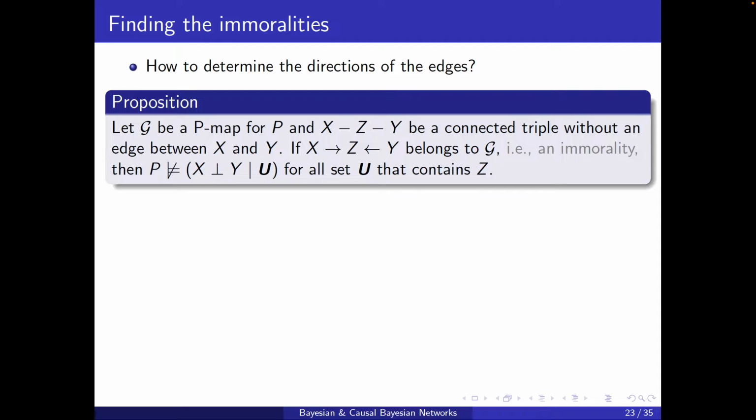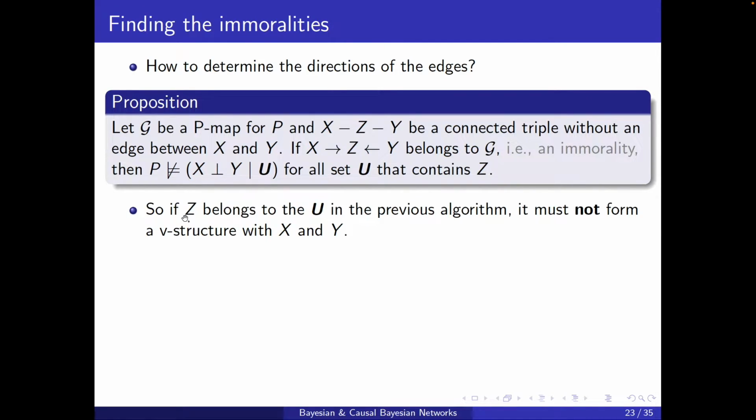We knew that this will be an active trail, but recall that this doesn't necessarily imply that the original distribution also has X and Y being independent there. It just means that the graph does not imply it. Here we can make that conclusion because we're assuming it's a P-map. Okay? So anyways, this means that if Z in the previous part of the algorithm belongs to U, then it must not form a V structure with X and Y, because otherwise this wouldn't hold.